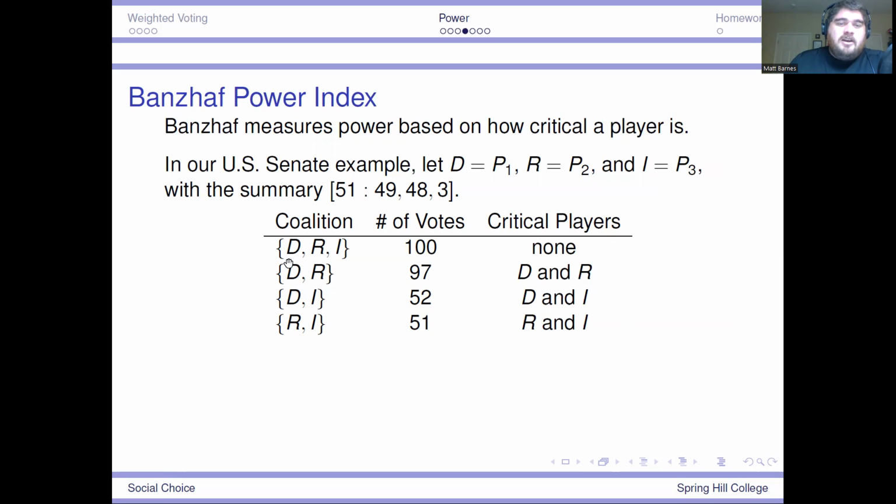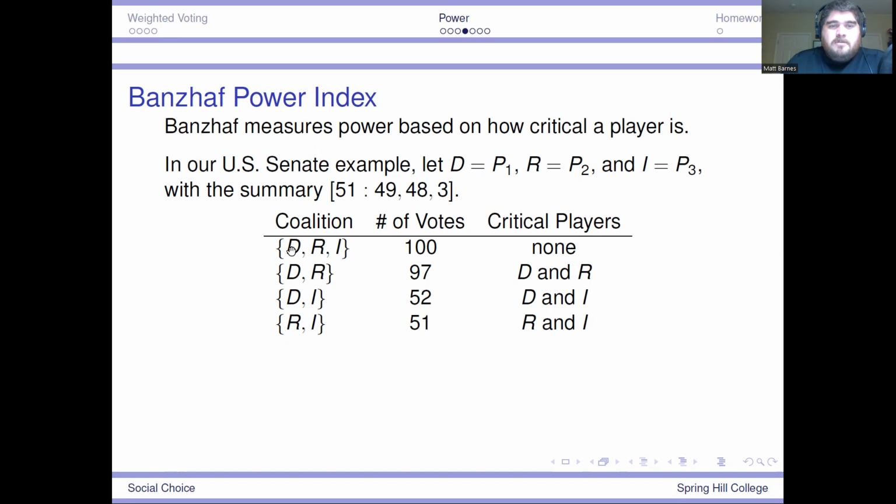So we have a winning coalition with all 3 parties, a winning coalition with the Democrats and Republicans, a winning coalition with the Democrats and independents, and then a winning coalition with the Republicans and independents. Right? And we can count up the number of votes that each one would get, and we can see, in fact, they do hit the quota each time, right? Even here where we tie the quota, that's enough. So let's look at the critical players in each case.